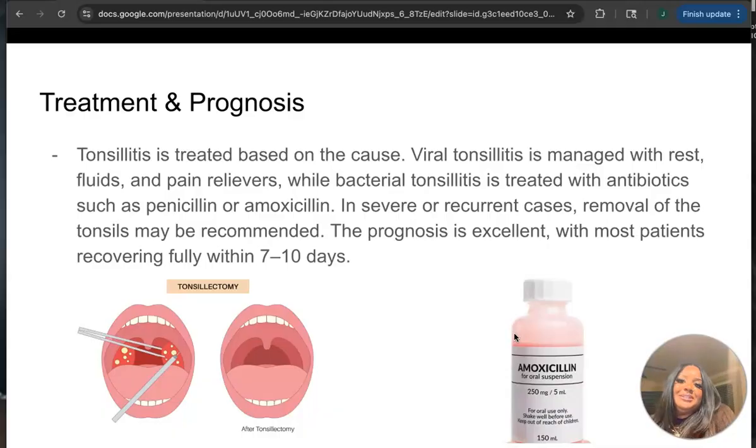Treatment and prognosis. Tonsillitis is treated based on the cause. Viral tonsillitis is managed with rest, fluids, and pain relievers, while bacterial tonsillitis is treated with antibiotics such as penicillin and amoxicillin, and these can be given in liquid form or pill form. In severe or recurrent cases, removal of the tonsils may be recommended. The prognosis is excellent, with most patients recovering fully in 7 to 10 days.